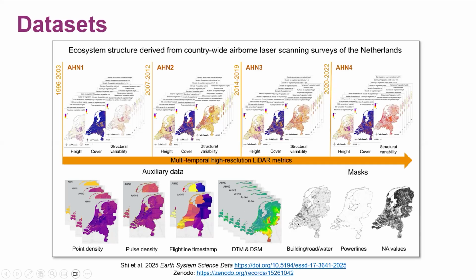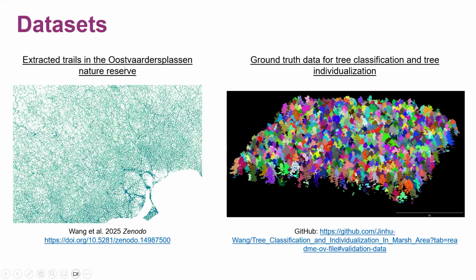We have digital terrain models, digital surface models, and a number of masks that help you to omit areas like buildings, road, water, power lines, or areas where there is no information available. And finally, the data sets from the trails that Jinhoo was talking about and the ground truth data are also available on GitHub and Zenodo.